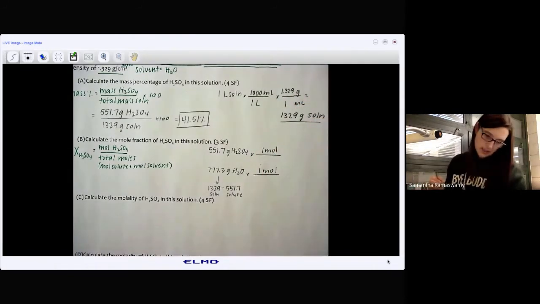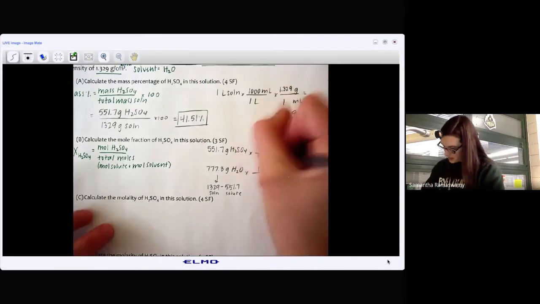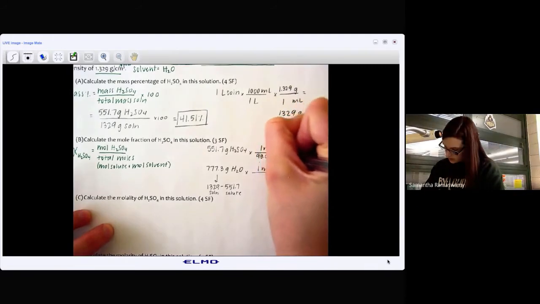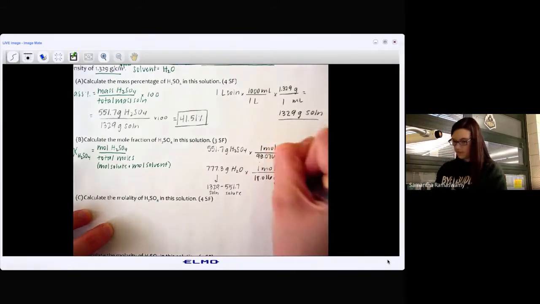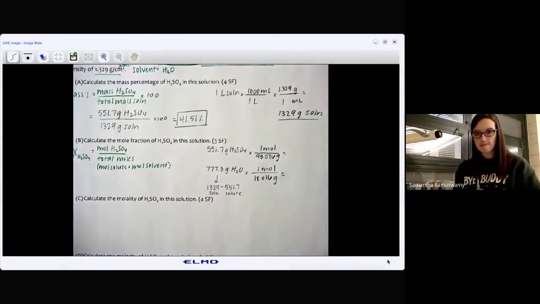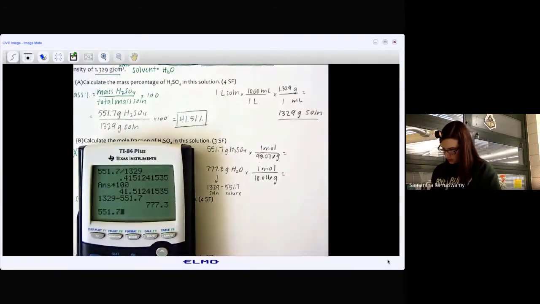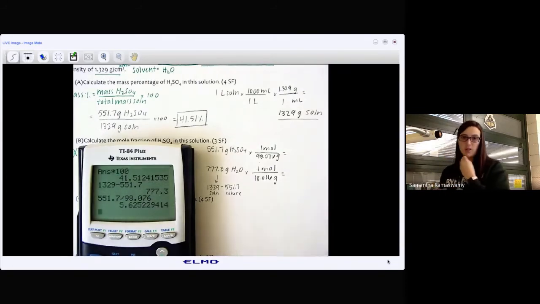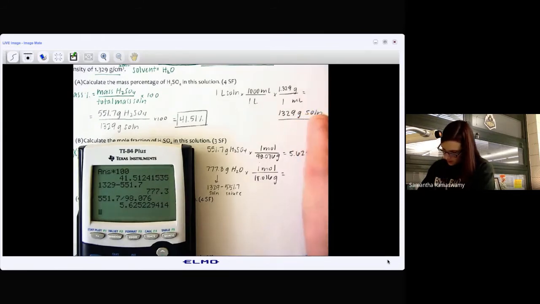So I'll give you the molar mass. I calculated them this morning. Molar mass of H2SO4 is 98.076 grams per mole. And then water is 18.016. So if we look at H2SO4, remember, keep it out to at least 4 or 5 sig figs. 5.625 moles of H2SO4.